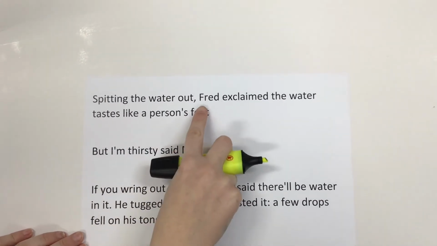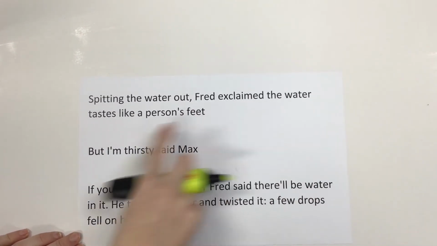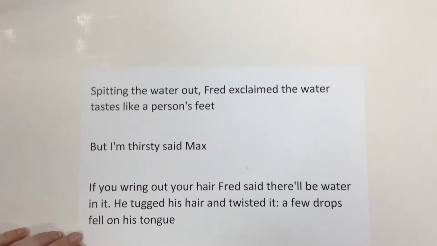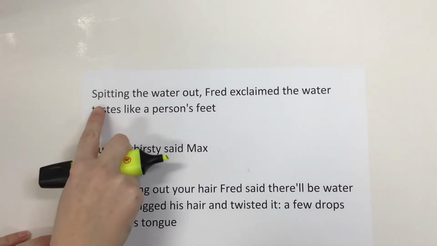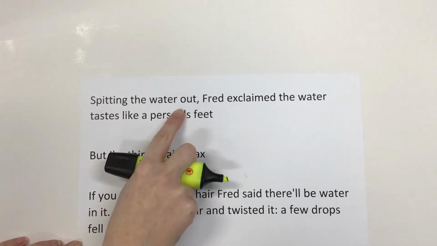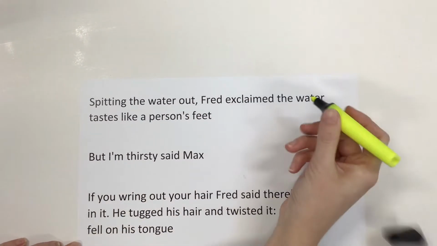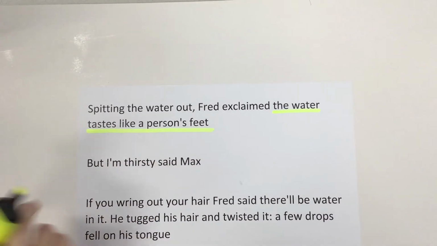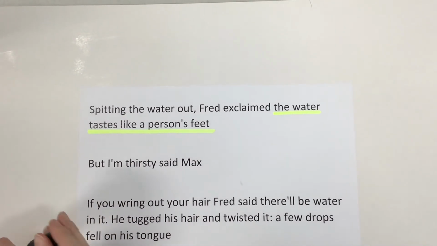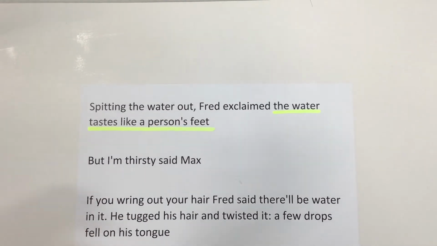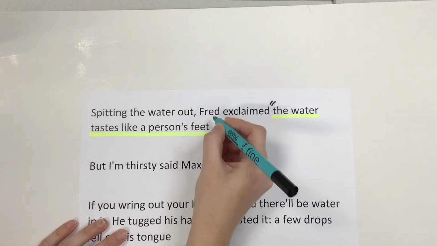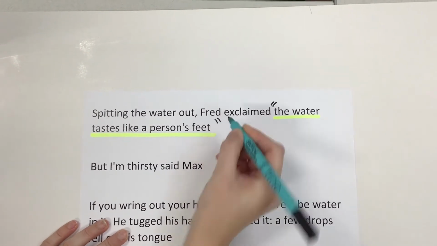Oh, the comma. Fred exclaimed, "the water tastes like a person's feet." So what does Fred actually say in that sentence? Does he say spitting the water out? No, he doesn't. So Fred exclaimed, the water tastes like a person's feet. So that's what he actually says. So that's what our inverted commas are going to go around. So they're going to go there and they're going to go at the end of what he says.